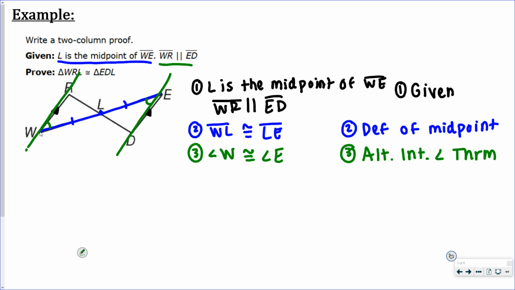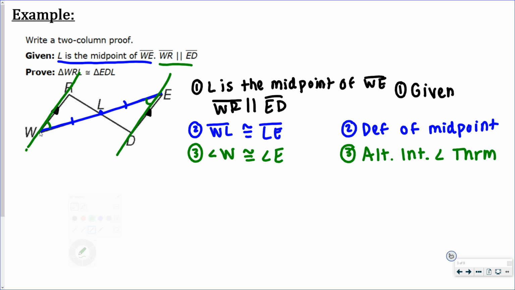So that's what was given to me. Right now I know I have an angle and a side. So I can either show another side or possibly another angle, now that I know angle, side, angle, and angle, angle, side exists. Tyson, idea?